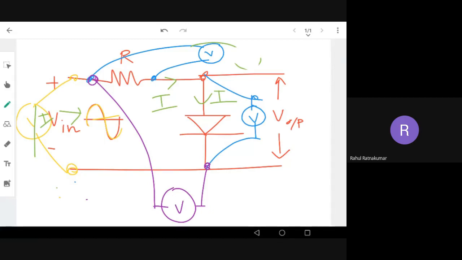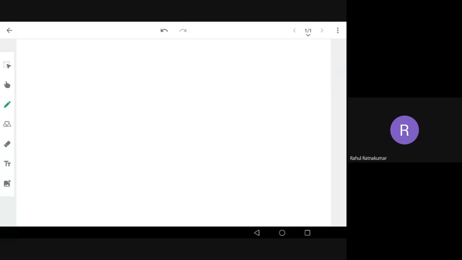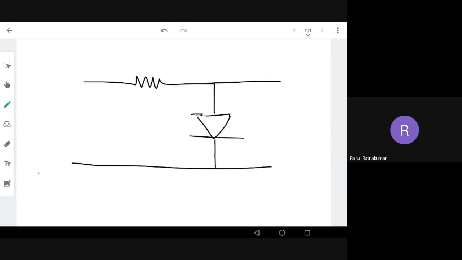Now, in this same question, I'm asking you to plot V output by V in. The same question I just drew. The diode here is the diode. I'm taking output across the diode. And now the input is a sine wave, Vmax and all those things. This is the V input.